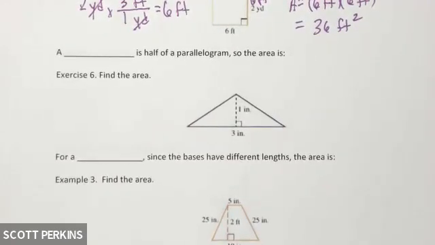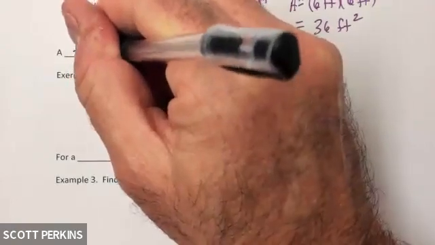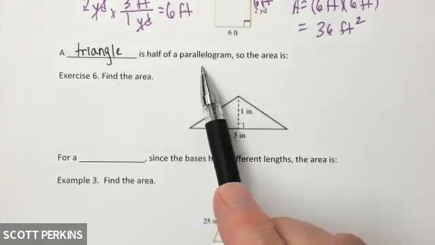Okay, so again, trying to keep things as easy to remember as possible. The way that I always remember the area of a triangle, okay, remember triangle has 3 sides and 3 angles. What the prefix tri means. So a triangle is half a parallelogram.